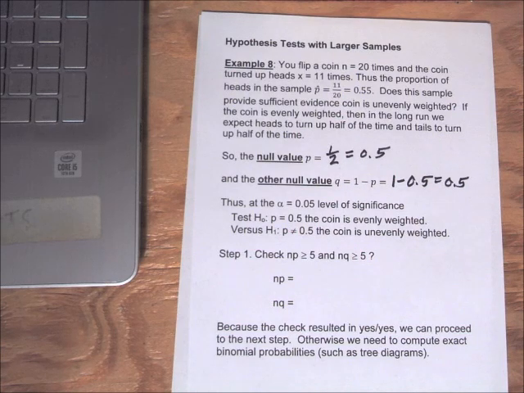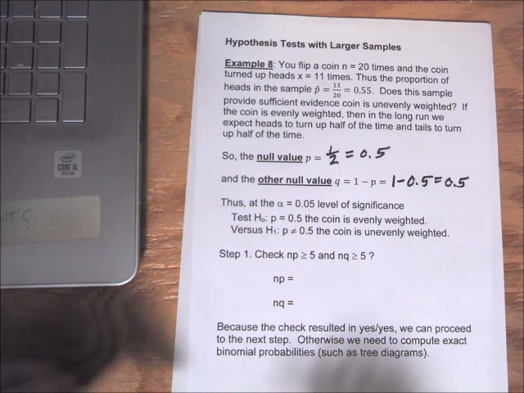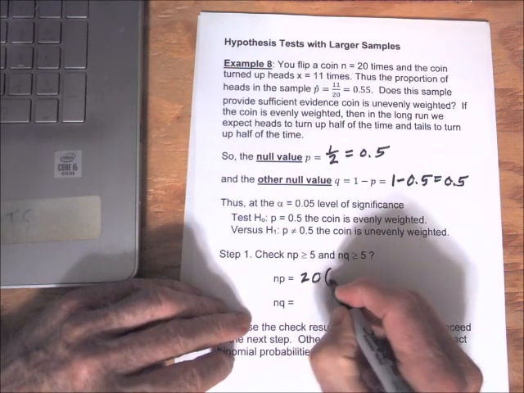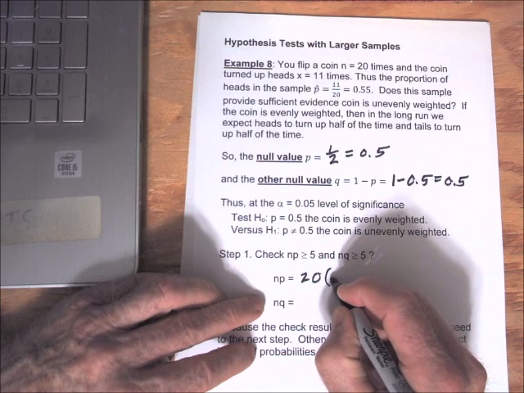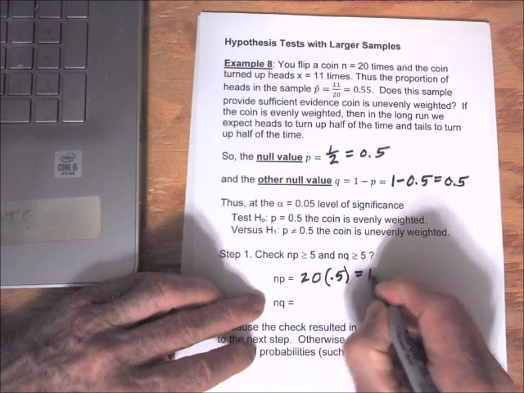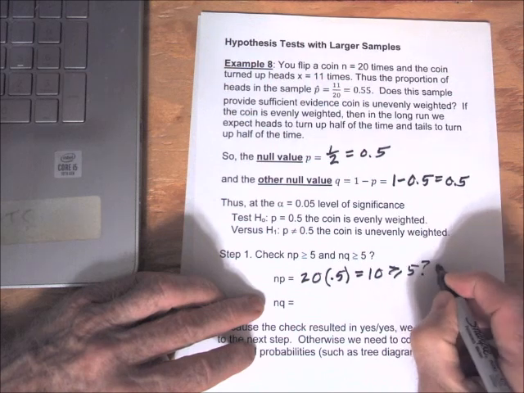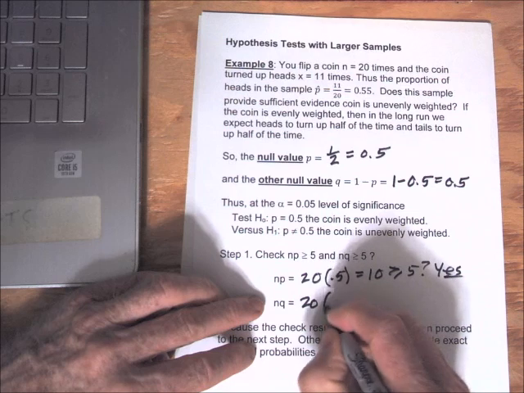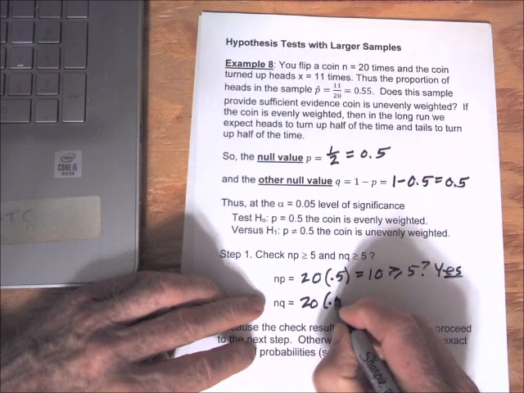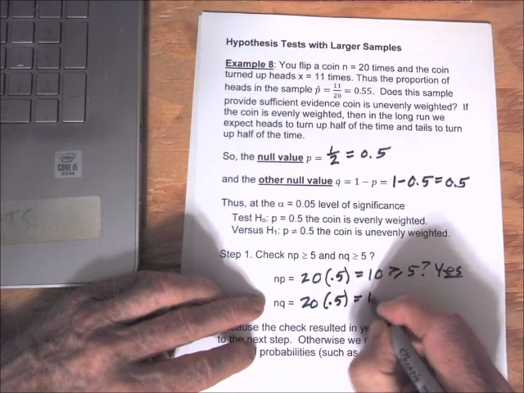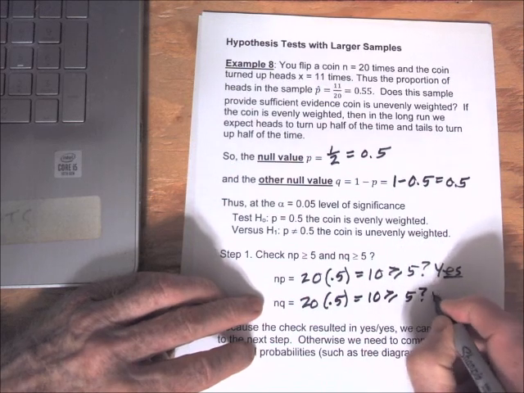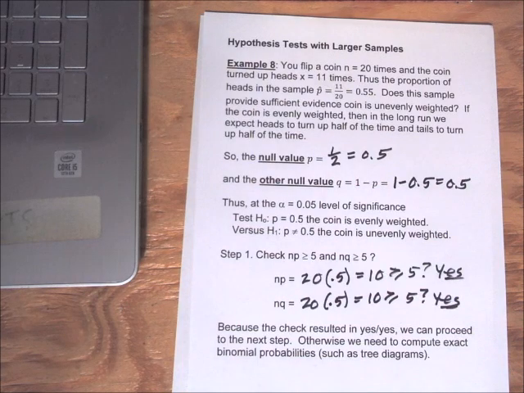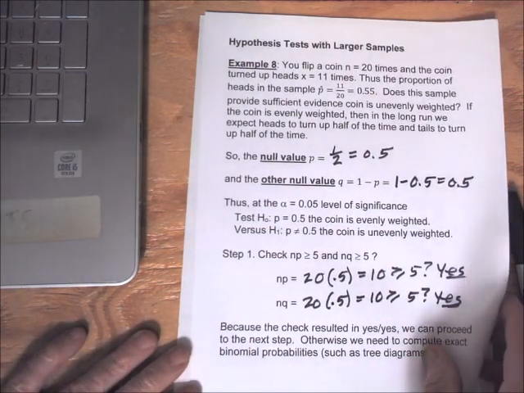Okay, so step 1, we want to check that n times p is at least 5 and n times q is at least 5. Our sample size is 20, and for p we're using the value of p if H naught is true: 20 times 0.5 is 10, greater than or equal to 5, and that's a yes. And n times q, where q is the proportion of tails, is also 0.5 if H naught is true. 20 times 0.5 is 10, greater than or equal to 5, and that's a yes. So we got 2 yeses. That means we can use the z table to find the approximate probability.